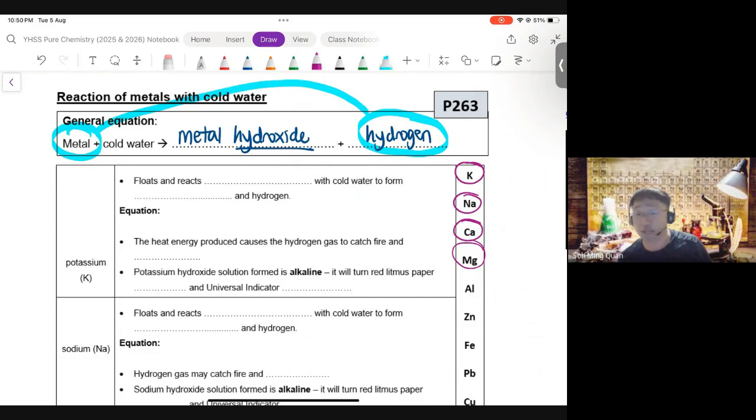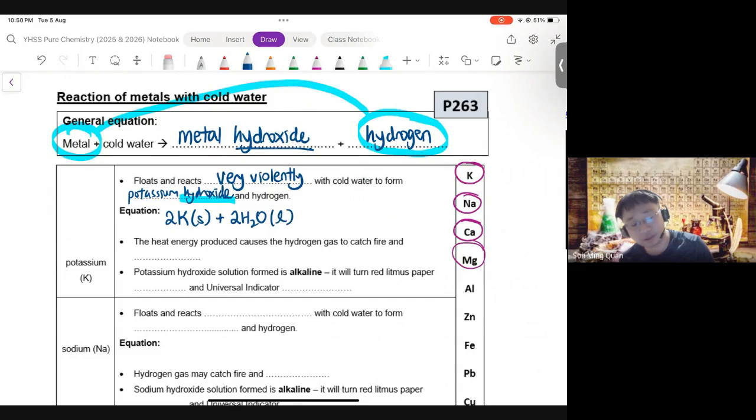Okay, so we shall start with potassium. Potassium is right at the top of the reactivity series. Therefore, potassium is the most reactive. Being the most reactive, it reacts very violently with cold water to form potassium hydroxide and hydrogen gas. So remember, it's the metal hydroxide that's formed. So what's the equation? Now this is the equation that's balanced. Potassium hydroxide is KOH. Potassium hydroxide is aqueous because it's an alkali. Okay. And hydrogen gas, remember, is H2.